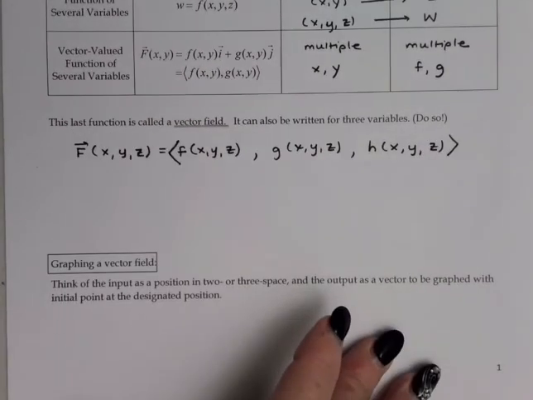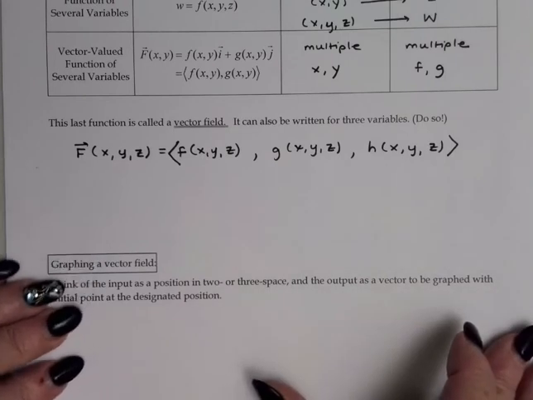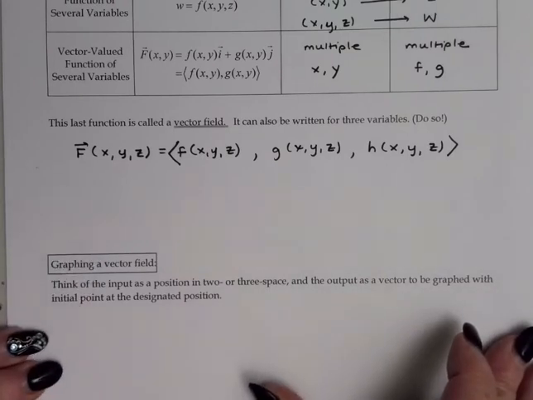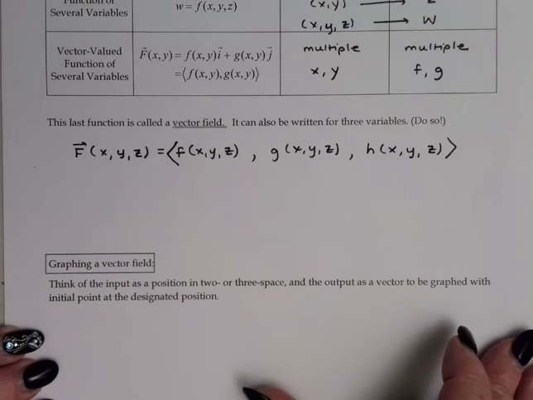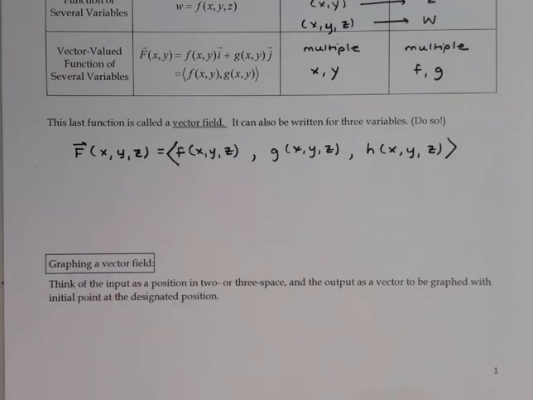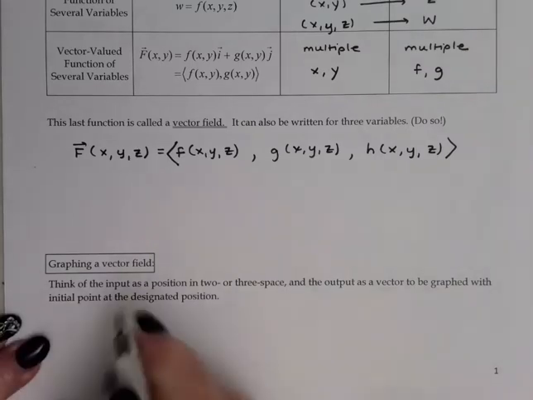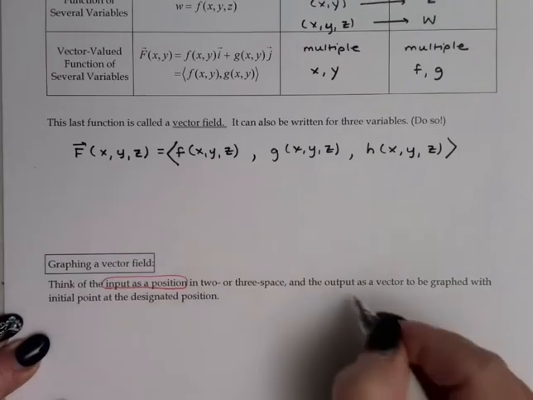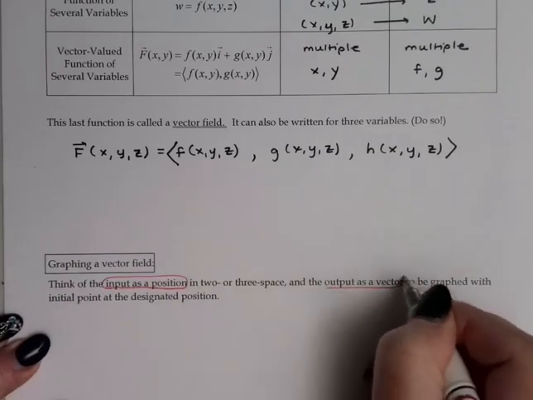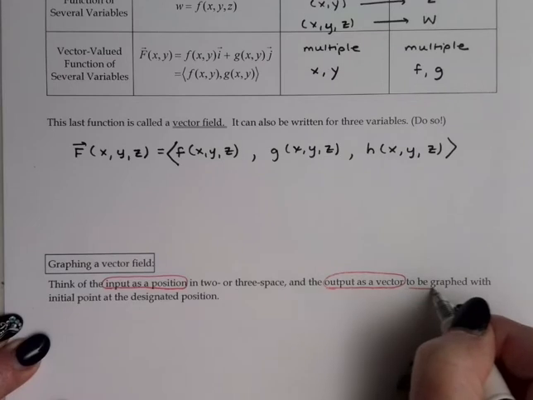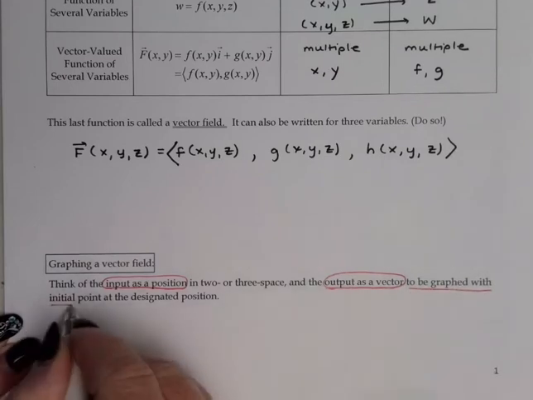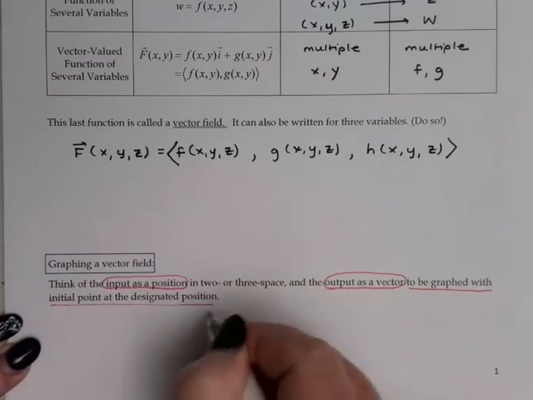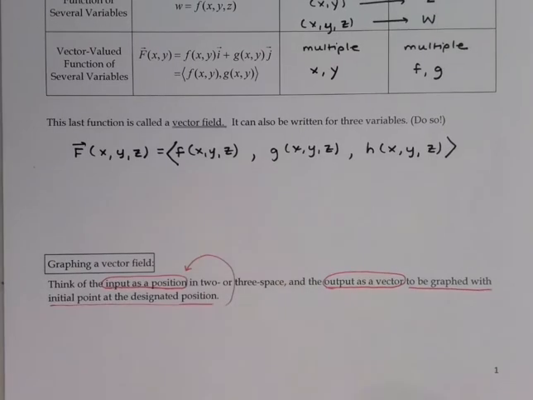All right, well, typically when we've looked at these, one of the first questions we've asked ourselves is, what do the graphs look like? If I want to graph a vector field, what I'm going to ask you to do is to think of the input as a position, and think of the output as a vector, specifically a vector to be graphed with its initial point at that input position.